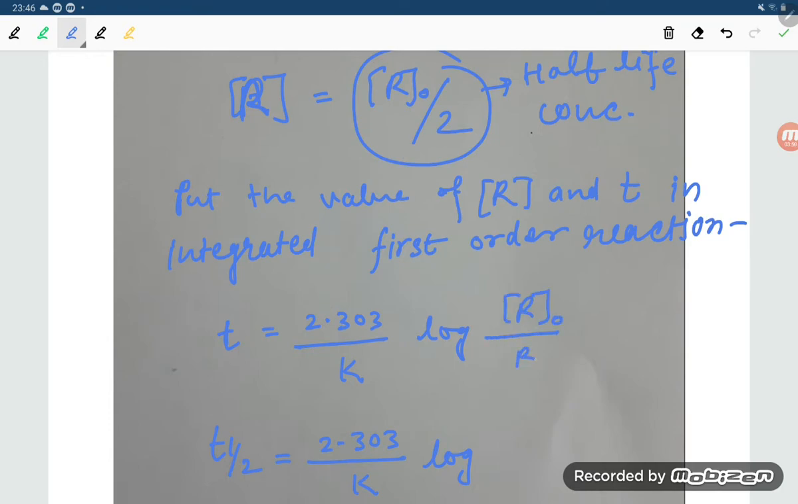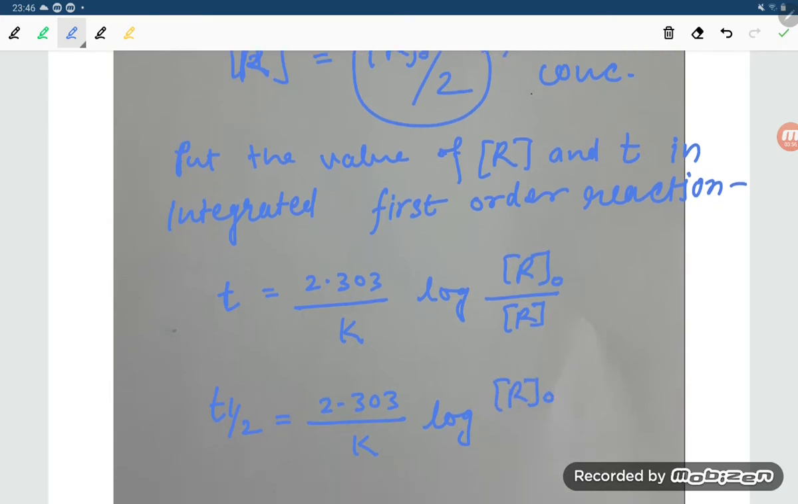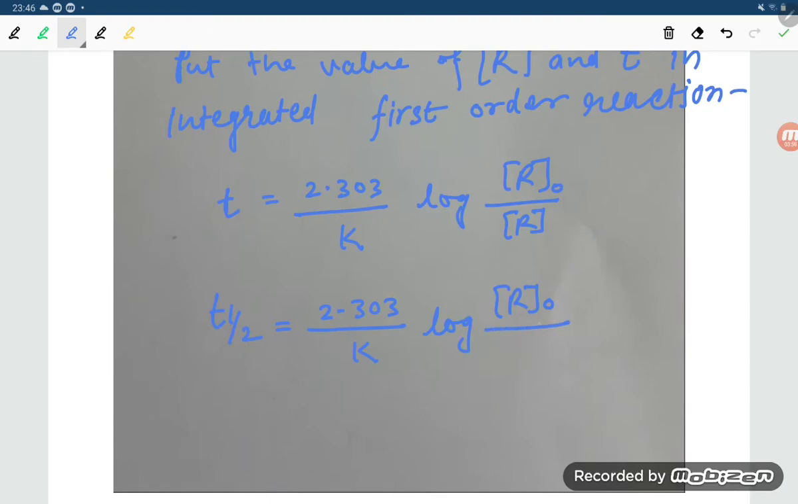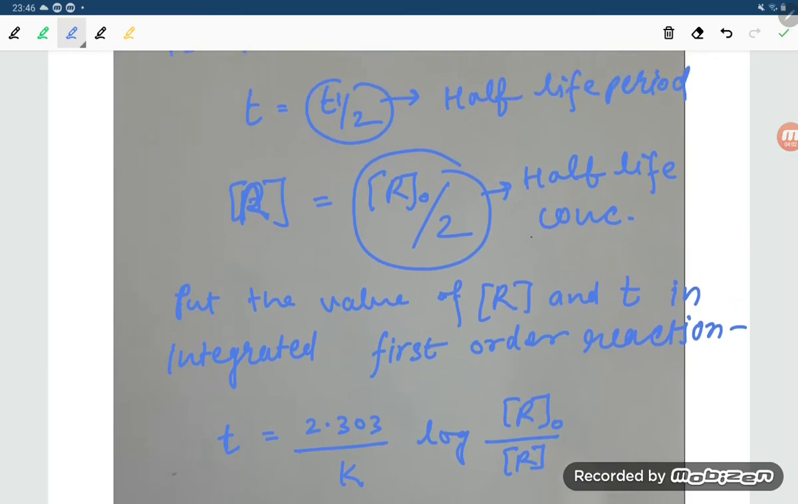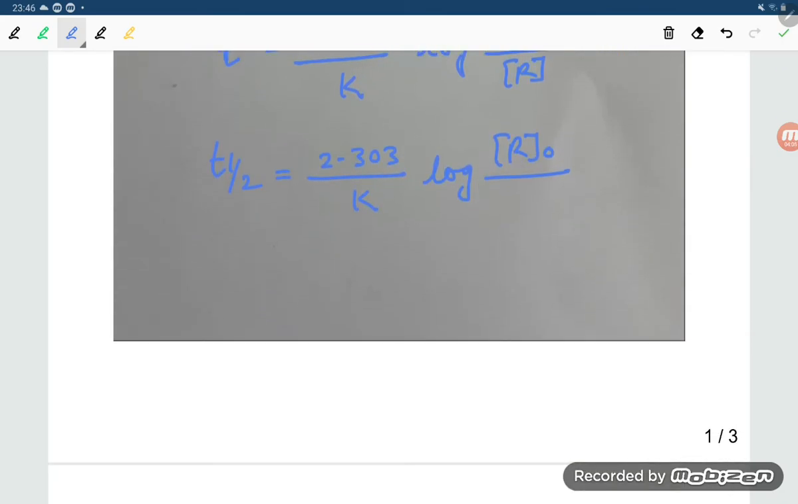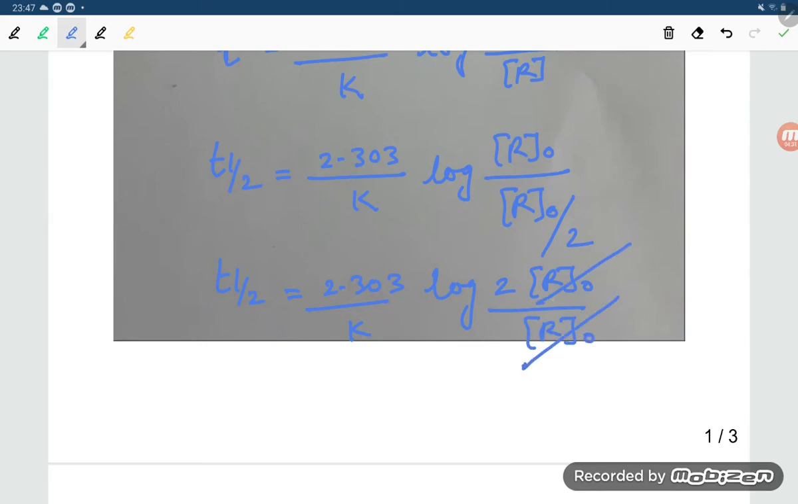So R naught upon R. Here is log R naught upon R, and in place of R we are going to put R naught by 2. Dear students, simplify it. So t1/2 is equal to 2.303 by k log, the 2 goes in the numerator, so 2 R naught upon R naught. So this R naught cancels out.